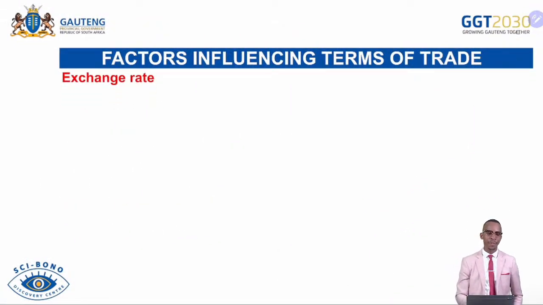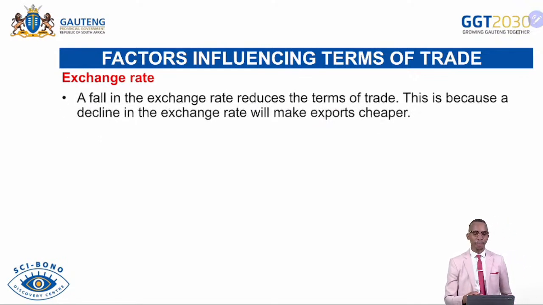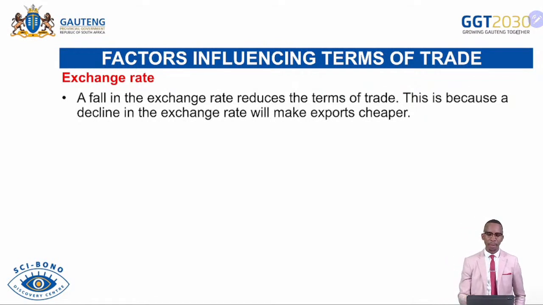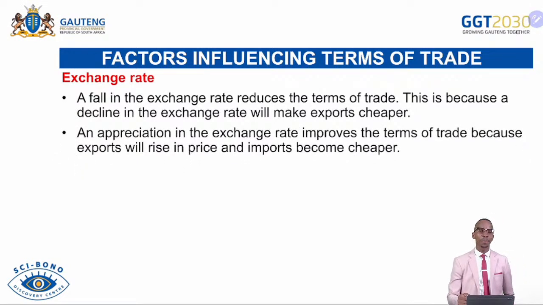What influences terms of trade? The exchange rate. If the exchange rate or the currency is appreciating, that will increase terms of trade. But if the currency is depreciating, that will decrease terms of trade. Remember, appreciation leads to our exports becoming more expensive, or less competitive, in the global market, but depreciation results in our exports becoming cheap in the global market.